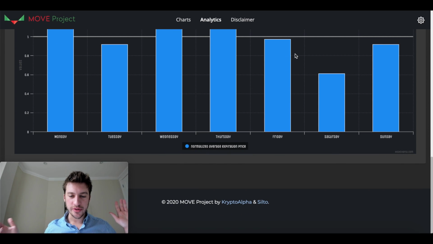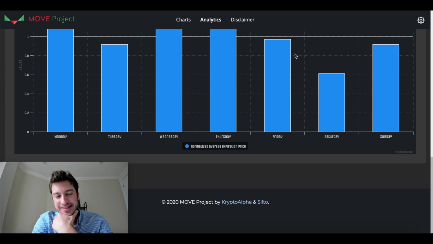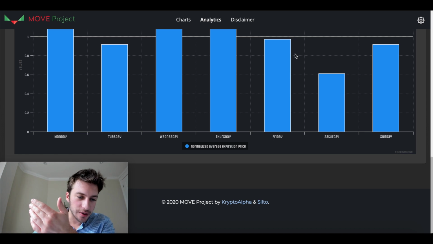I think this is really cool. All credit goes to Crypto Alpha and Celto. They've done a great job at creating this website. There's a lot of alpha to be gained by perusing different versions of this. I found many patterns of taking advantage of liquidations on move contracts.